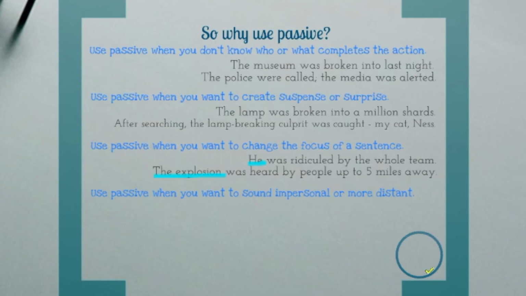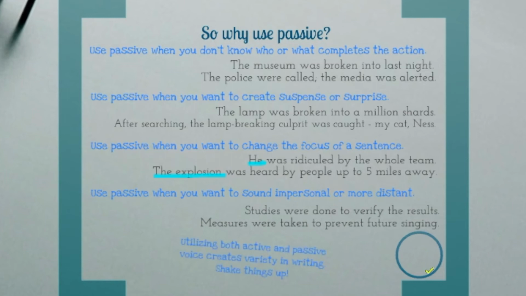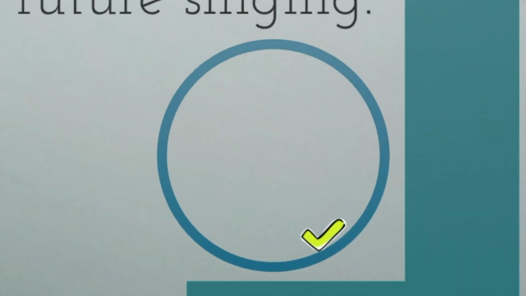You can also use the passive voice when you want to sound impersonal or more distant. Studies were done to verify the results. Measures were taken to prevent future sightings. Utilizing both active and passive voice creates variety in writing to help shake things up.